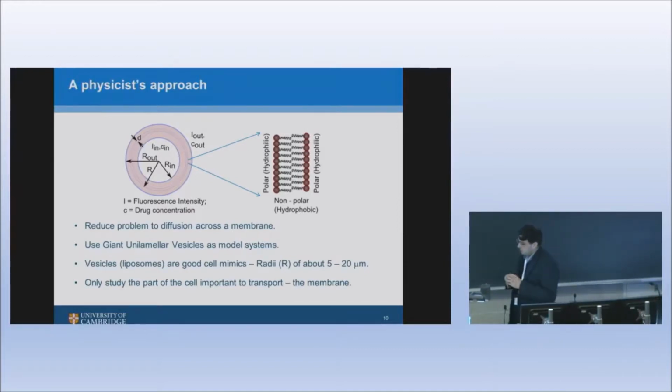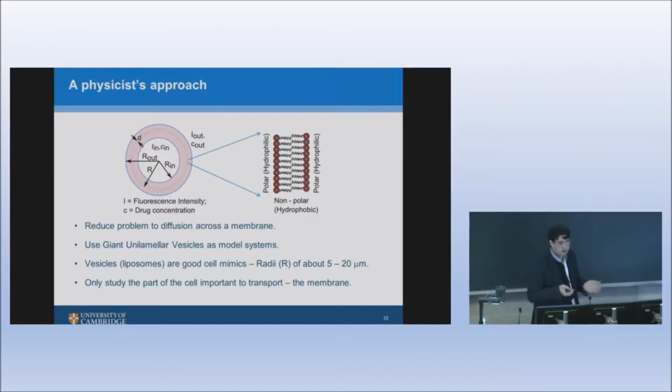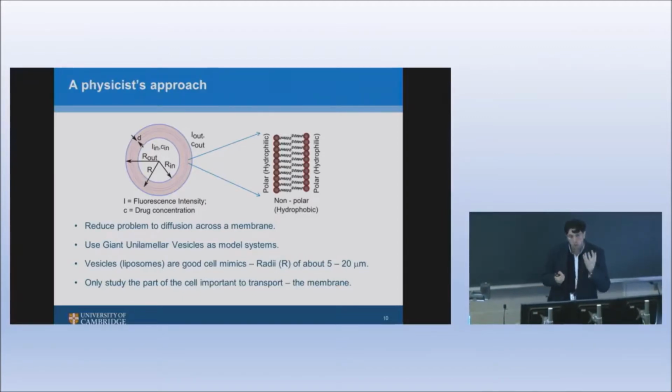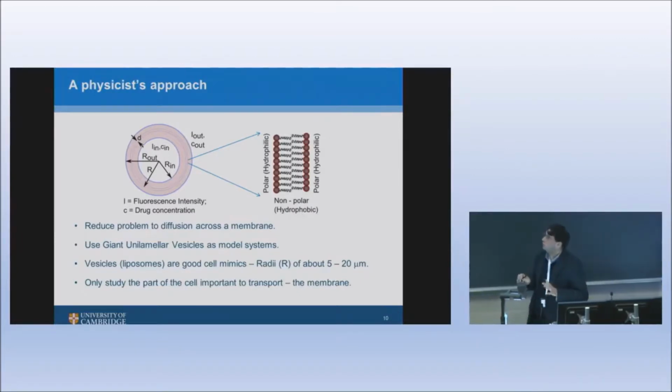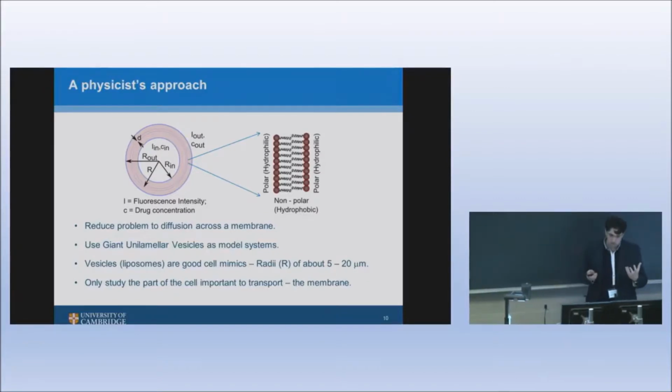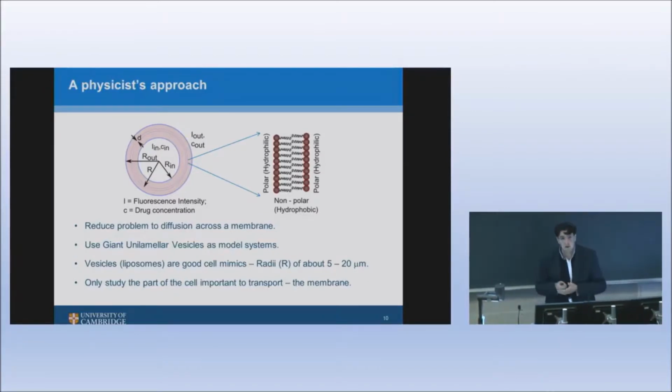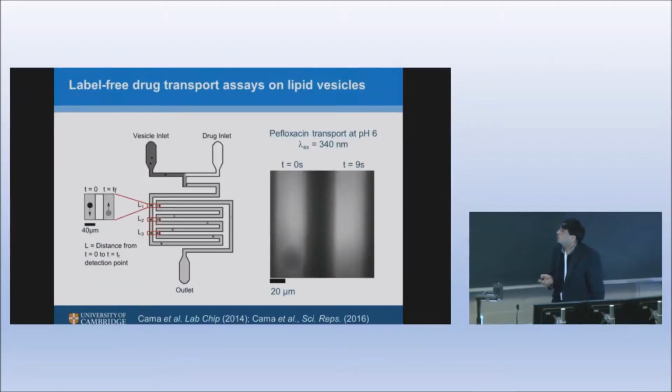We take what are known as liposomes as model systems. This is simply a lipid bilayer which mimics the outer membrane of a bacterium or a cell. And these are very nice because it's fully controlled. You make the membrane yourself, and we reduce the problem to simply diffusion across a membrane. And these are also nice cell mimics. They can be done with conventional microscopy. And again, we're using our UV autofluorescent drugs to study these transport processes. And we only study the part of the cell important to transport, which is the membrane. So the system is very simple.